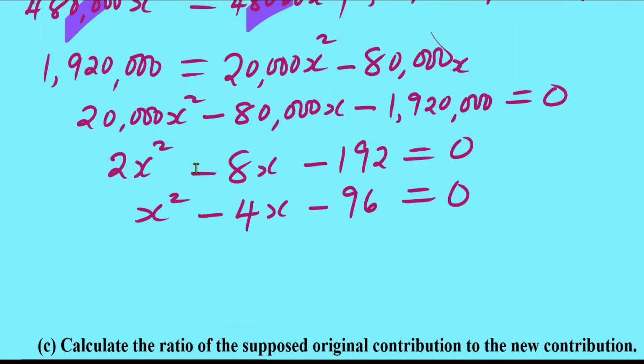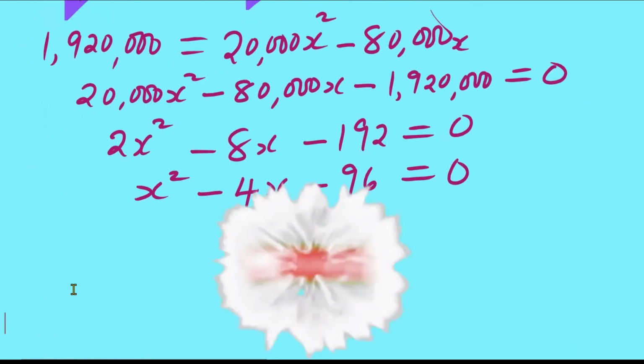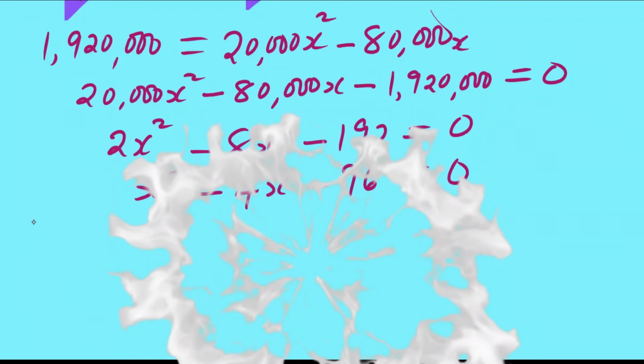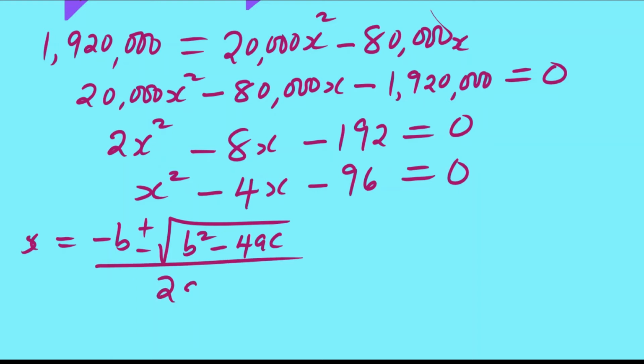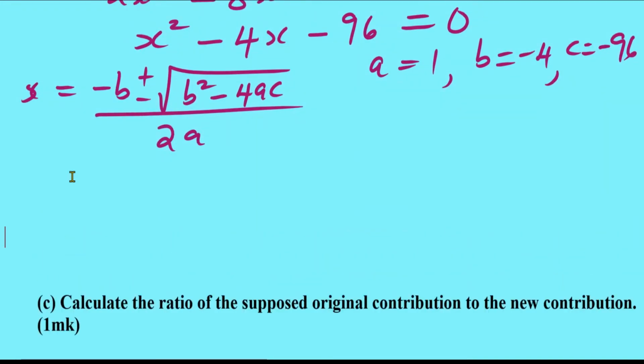Now we have a simplified quadratic equation, and therefore to be easier for us to solve, we can use any method. Now to solve it faster, let us use the quadratic formula. The quadratic formula is x equals minus b plus or minus the square root of b squared minus 4ac, all over 2a. This is the quadratic formula that you're going to use, where in this question a is equal to 1, b is equal to minus 4, and c is equal to negative 96.